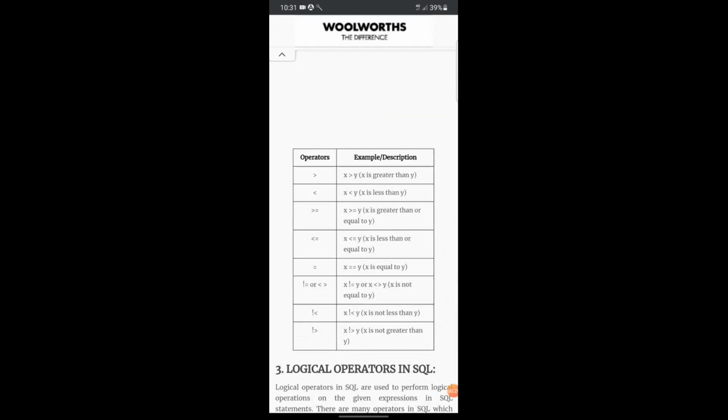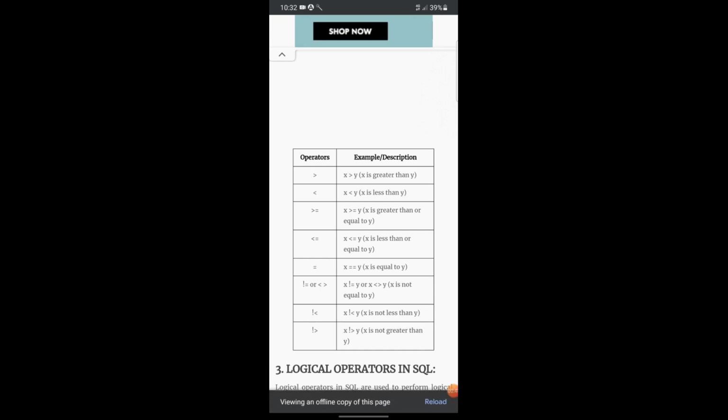There we can see the list of relational operators that we will mainly be using while working with SQL expressions: greater than. Greater than is a relational operator that is used to compare if one variable is greater than the other variable. Then comes the less than. Then comes the greater than equal to, so x is greater than or equal to y. Then comes the less than equal to, so x is less than or equal to y, and so on.